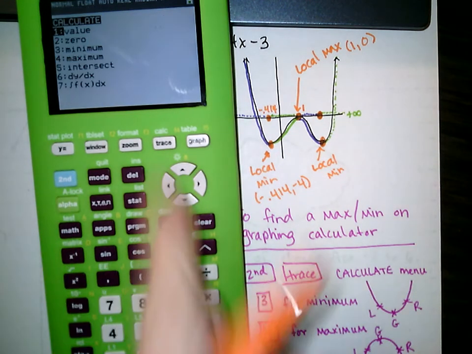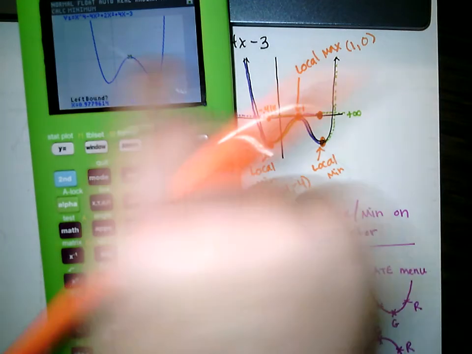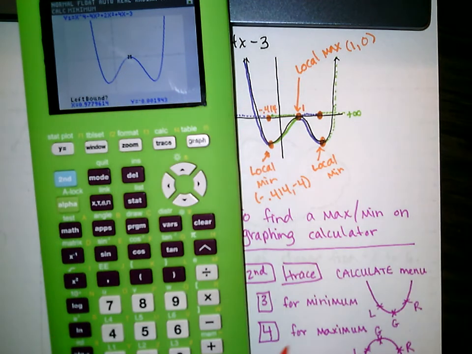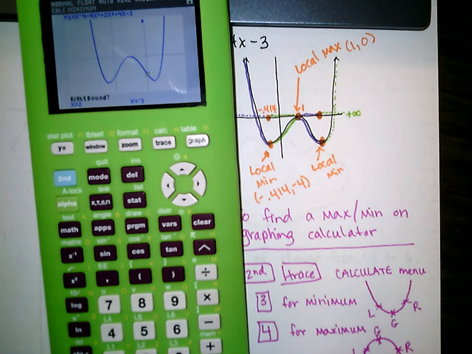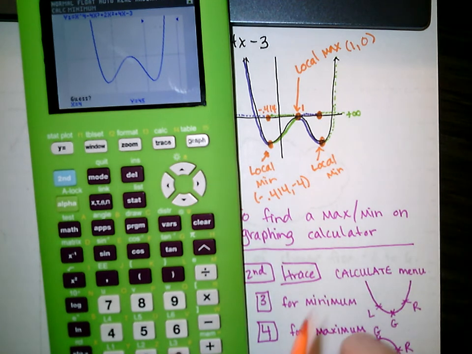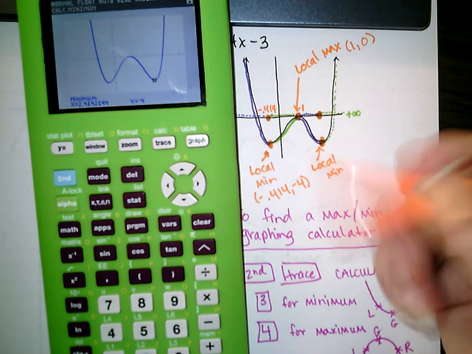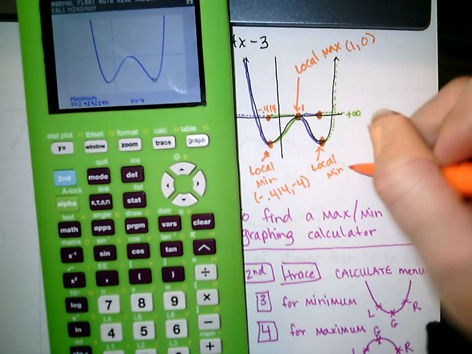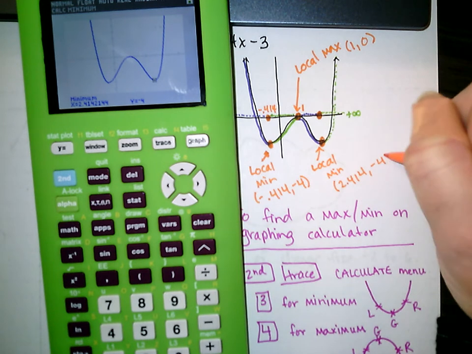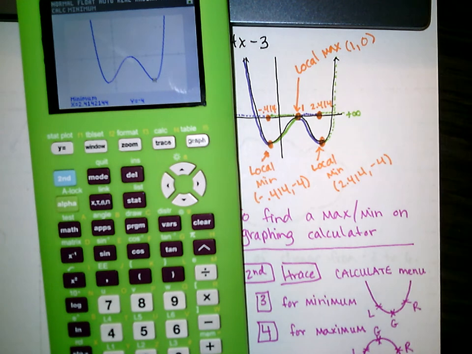So second calc, minimum. Now you can also type in numbers. Like I can see that 2 is to the left. So I could type in 2 and enter. And then I could type in 4 and enter. And then I could guess 3. And it's still going to find it. But you can also trace along like we did on the first minimum. So this min is 2.414, negative 4. So that x value would be 2.414.